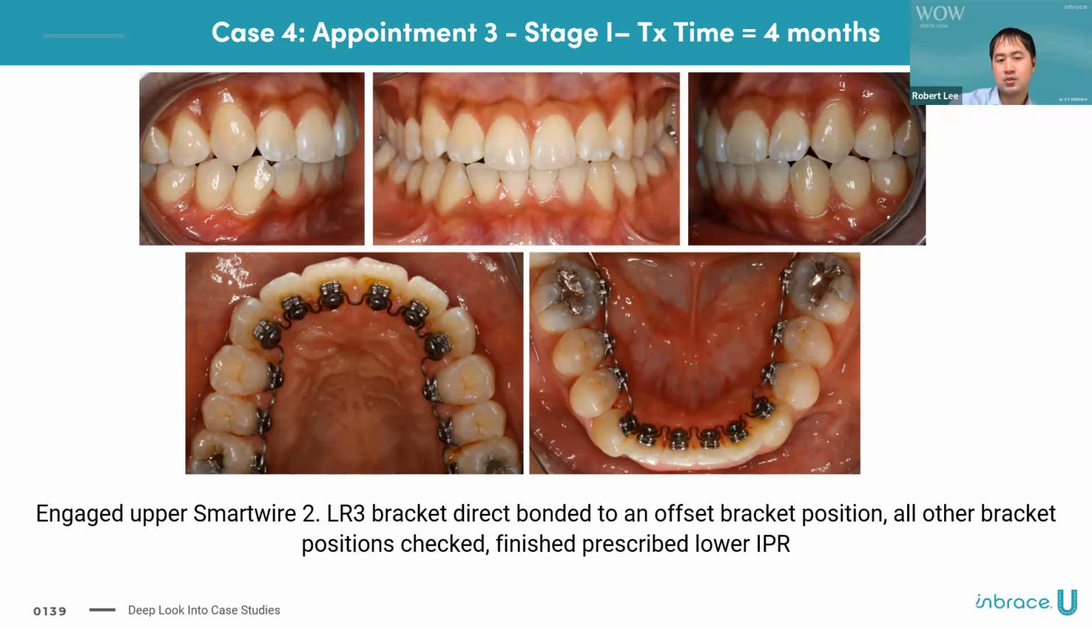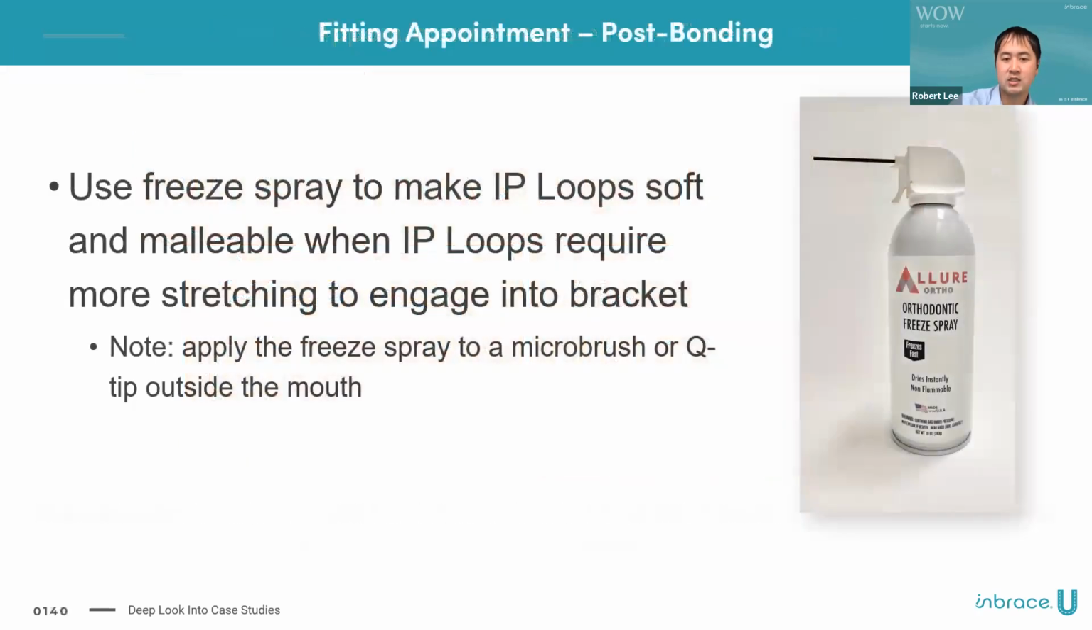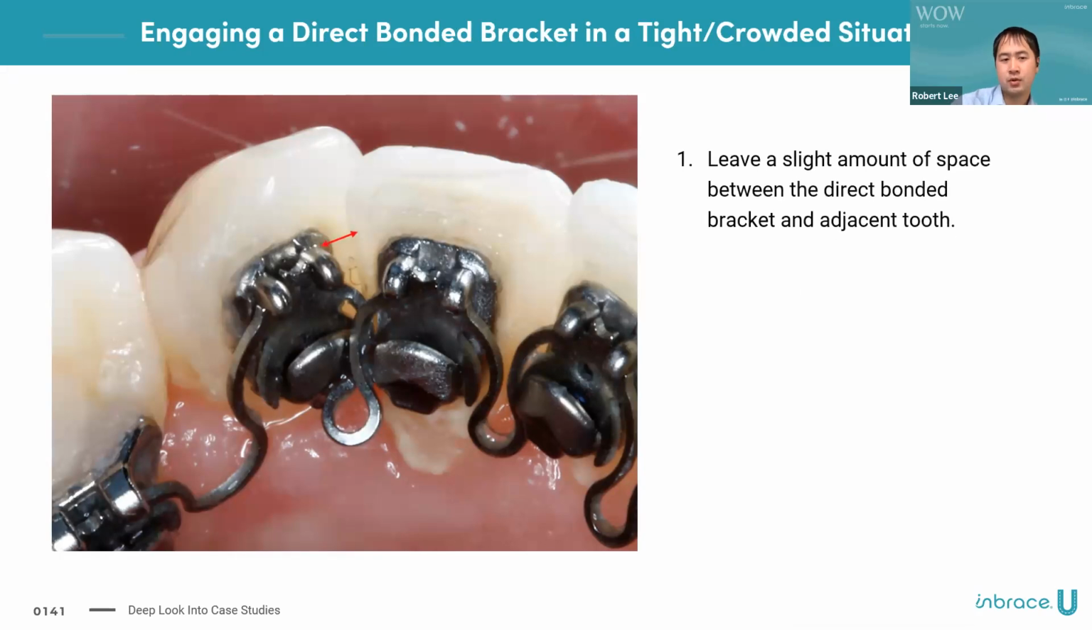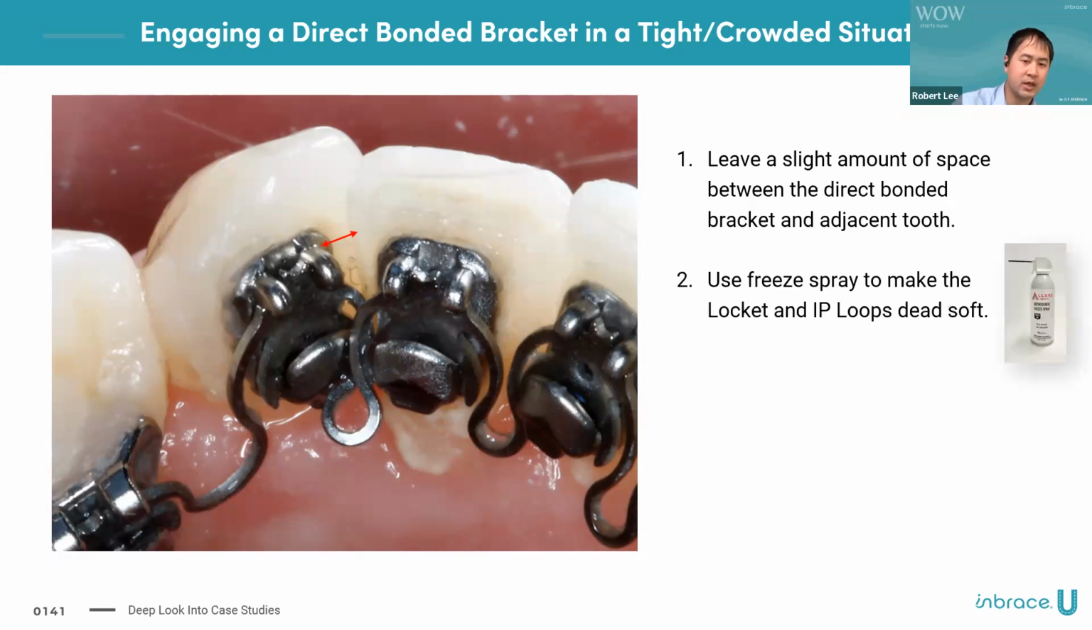So a lot of times my assistants will struggle to get the bracket engaged. And anytime they struggle to get the bracket engaged, the first thing I tell them is go get some free spray, and that'll soften things up. And so when you do have a case like this where you have to put a bracket into a very tight, crowded situation, the first thing you should do, when you're doing your direct bonding, is leave a slight amount of space, so that an IP loop can fit in that space essentially. And then the second thing is you're going to want to use free spray to make the wire dead soft, because then you'll be able to manipulate the lock in an IP loop however it needs to go to get it into this very small, tight, crowded situation.